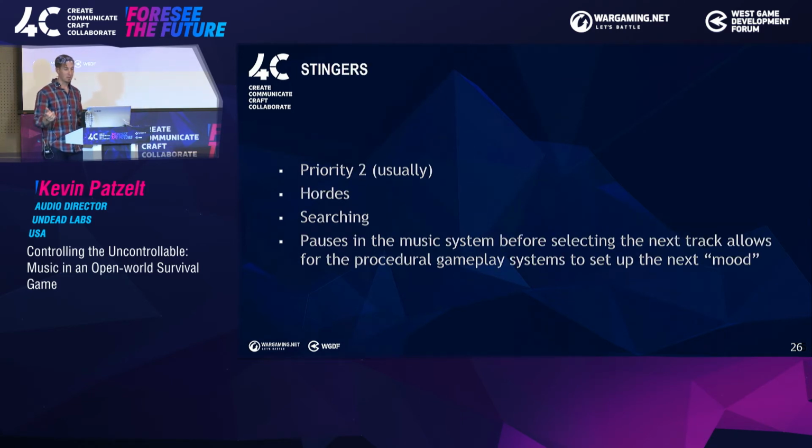I'm sure you noticed we skipped priority 2, and this is reserved mainly for stingers or cues. Right now we have 2 main types. There's roaming hordes, so zombies can get together in hordes, and they actually can have a little mini-map icon. And if they see you, all of them see you at once and charge. So that's a pretty big moment, and we'll play a specific cue.